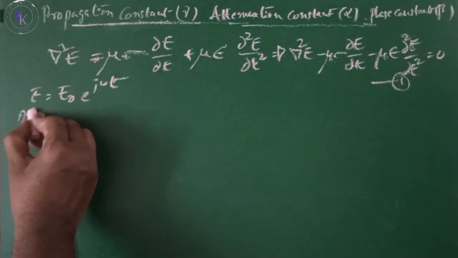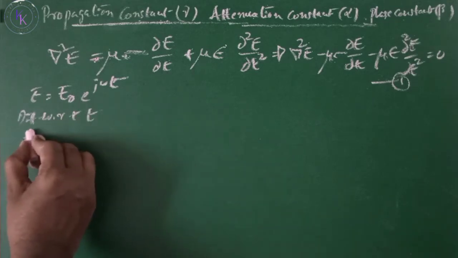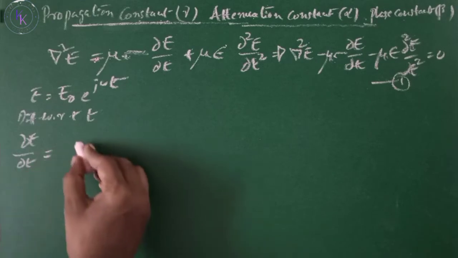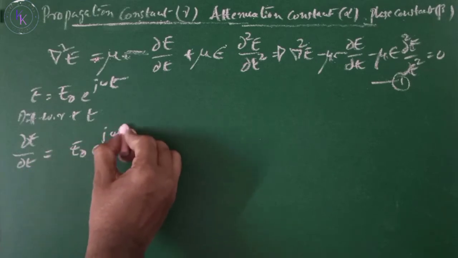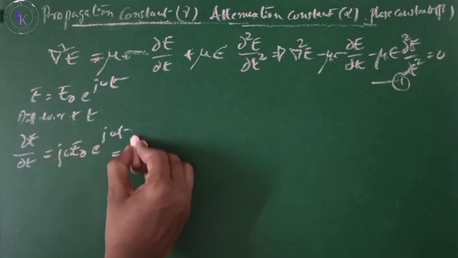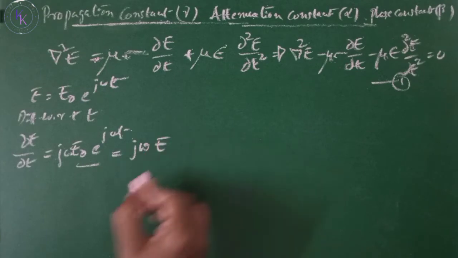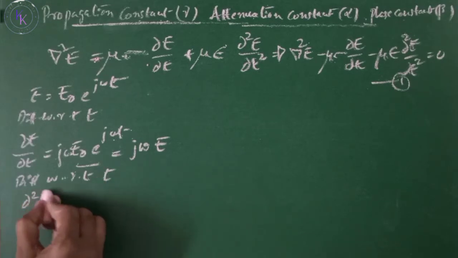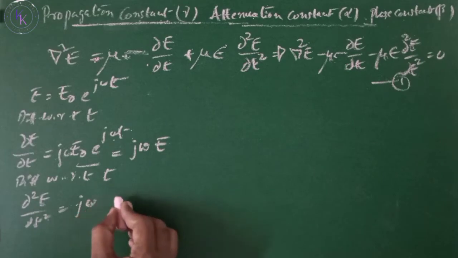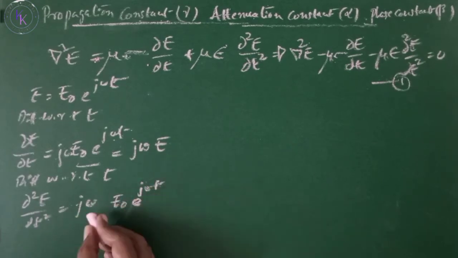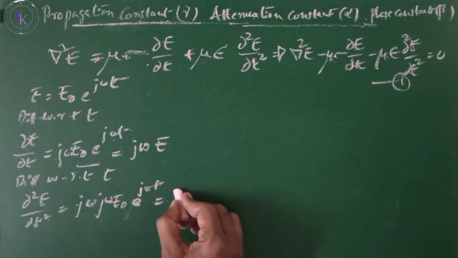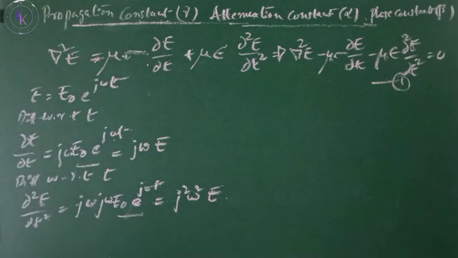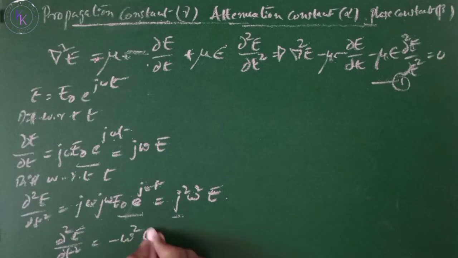Differentiating with respect to t, you get dou E by dou t equals E naught e power j omega t times j omega, that equals j omega E. Again differentiating with respect to t, now I get dou square E by dou t square equals j omega E naught e power j omega t, again j omega, which equals j square omega square E. Where j square is minus 1, so we can write dou square E by dou t square equals minus omega square E.